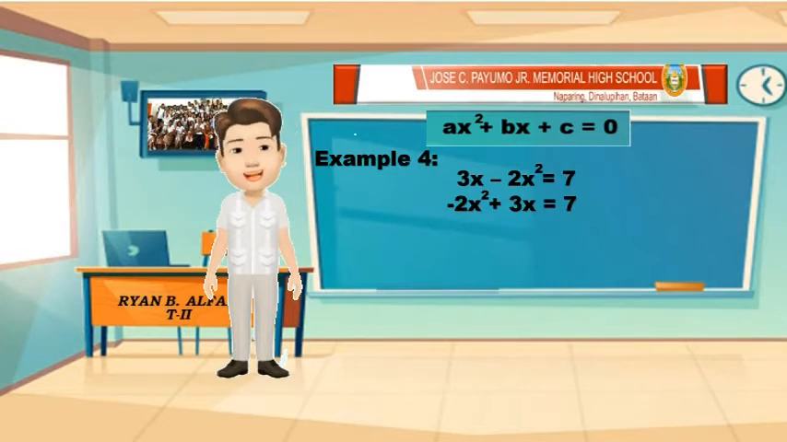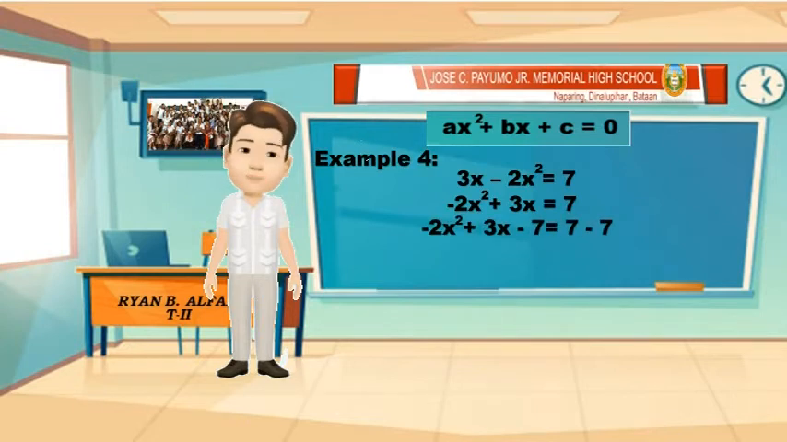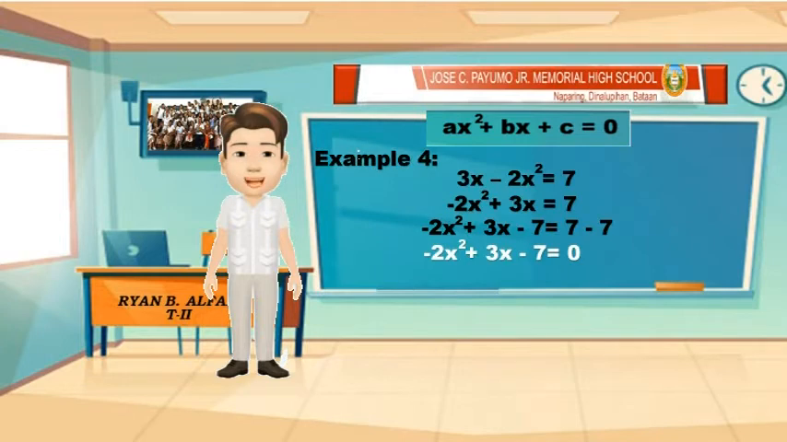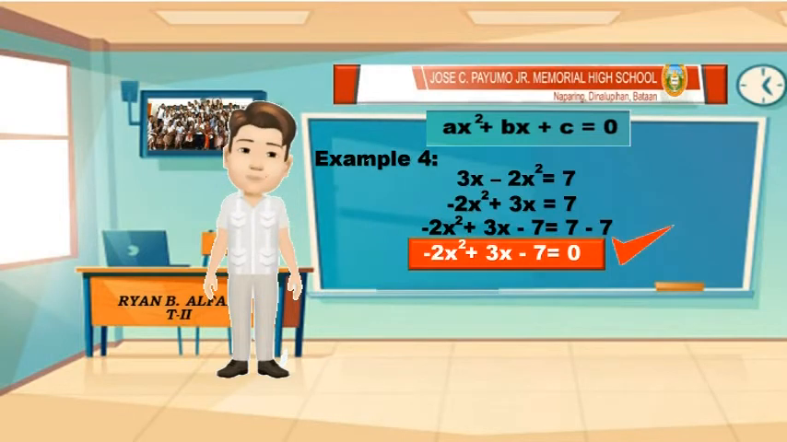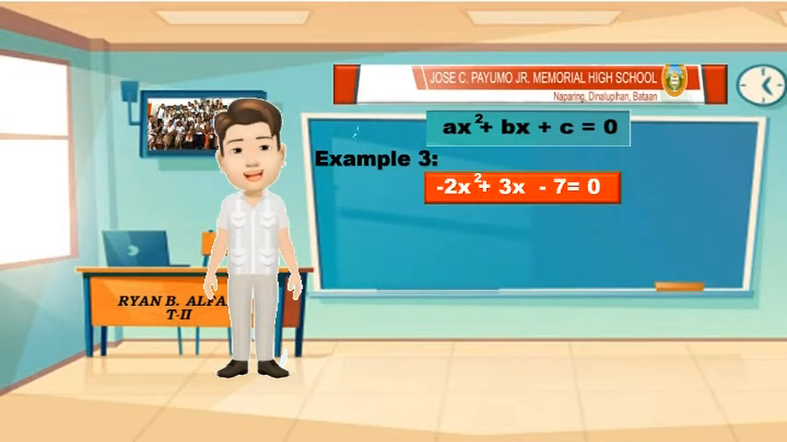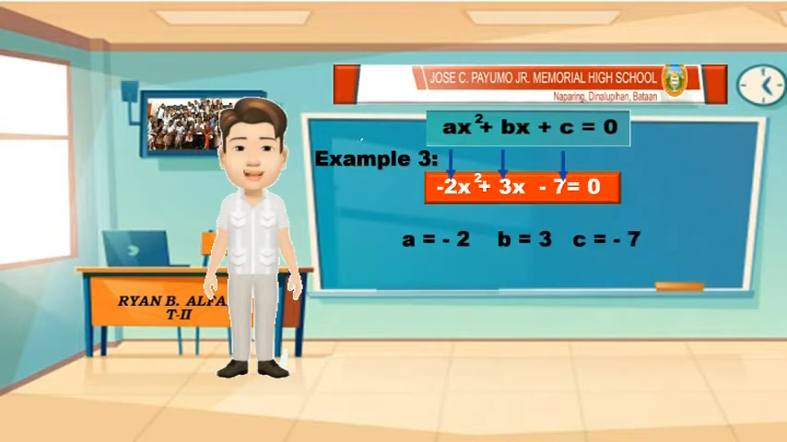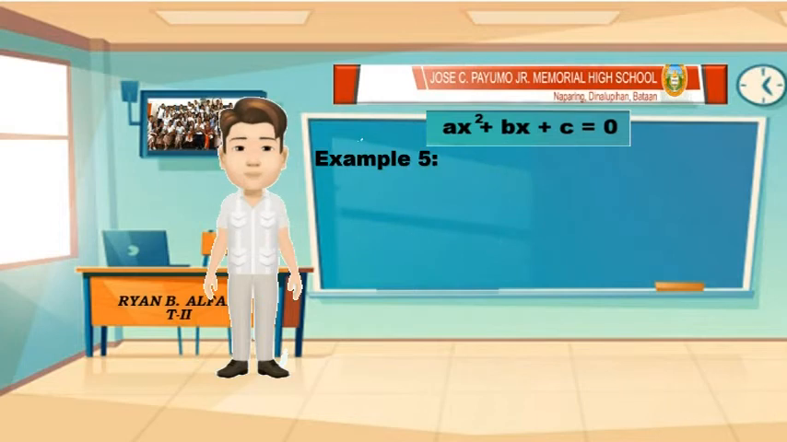Then the next step, we have to eliminate 7 on the right side. How can we eliminate? By subtracting 7 on both sides. So we will have negative 2x squared plus 3x minus 7 is equal to 7 minus 7. So therefore, our standard form is negative 2x squared plus 3x minus 7 is equal to 0. Let's identify the value of a. Yes, it is negative 2, for b is 3, and for c is negative 7.